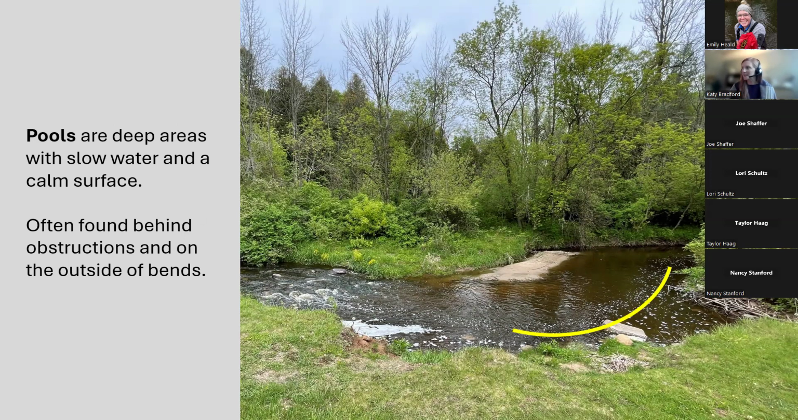Again, you can't see that there's a pool there, but we were there in person. It's the outside of a bend. The water very clearly is slowing down, almost like circulating in this area. There's still flow of water through the pool, but it's a much deeper spot.